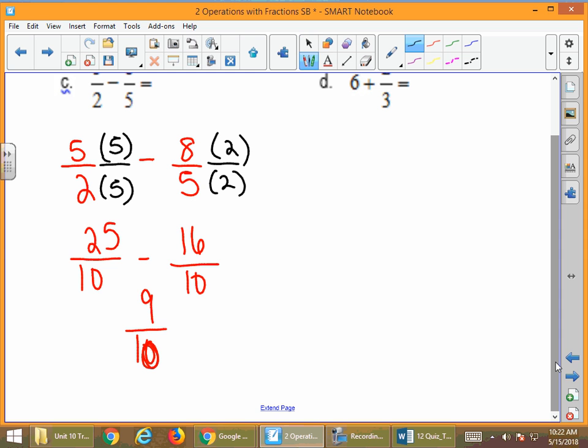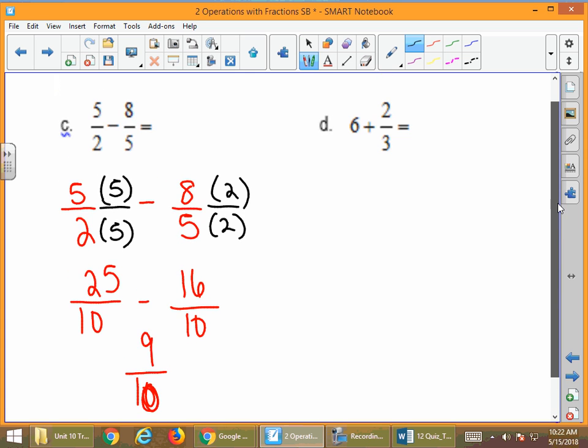Adding and subtracting means that we need to find a common denominator. The nice part on letter D is we have a whole number and we have a fraction. Then we can add these two together. 6 plus 2/3 is 6 and 2/3. And that kind of number is called a mixed number because it's got a whole number part and a fraction part. But using this, we didn't even have to find a common denominator.